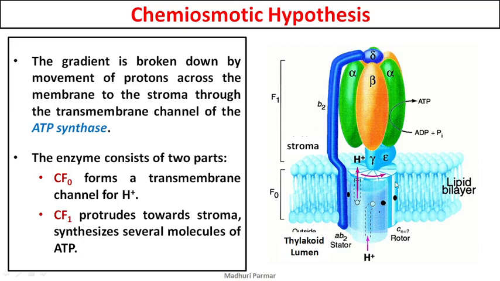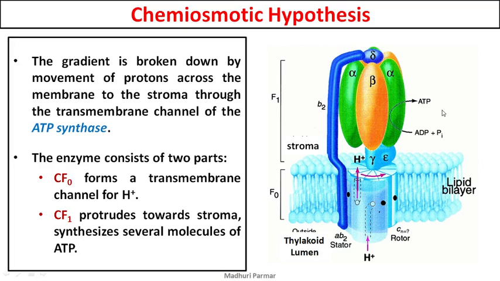Now as this rotor moves, it is connected to this F1 part, so the F1 part also moves. As you can see, it is made up of alpha and beta, and there is also delta which is connecting these two again. So when this F1 particle moves, during its movement there will be enzyme catalysis and it will produce ATP from ADP and inorganic phosphate. This is how ATP is synthesized.